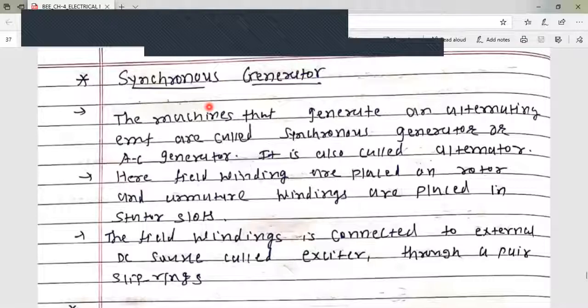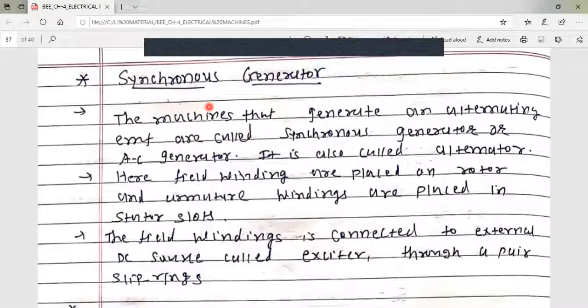Good morning, students. Today we will discuss the synchronous generator. In previous lectures, we have discussed the two-phase induction motor and the single-phase induction motor, their construction and working. In the last lecture, we discussed the DC generator and DC motor.